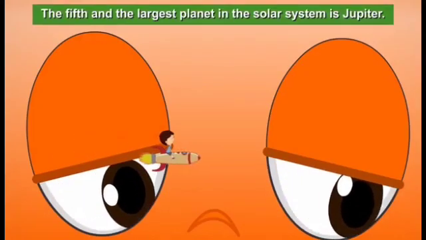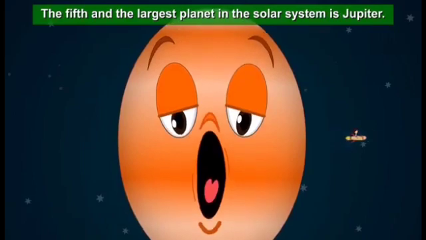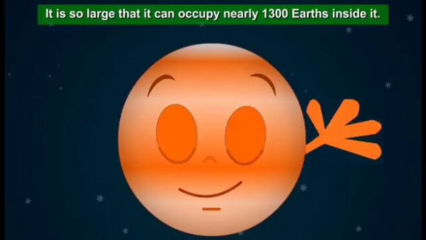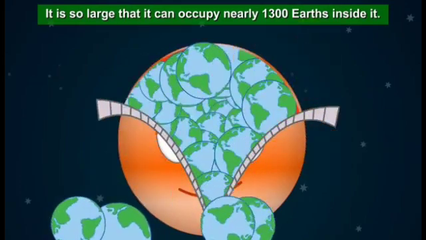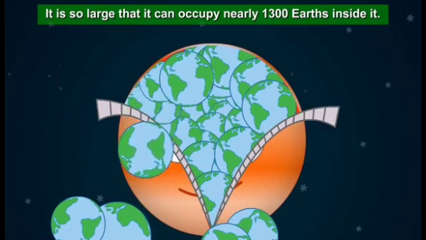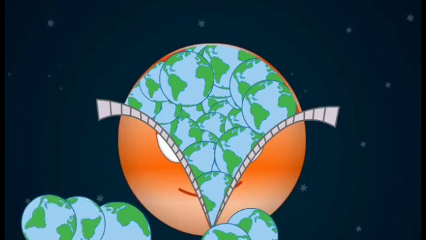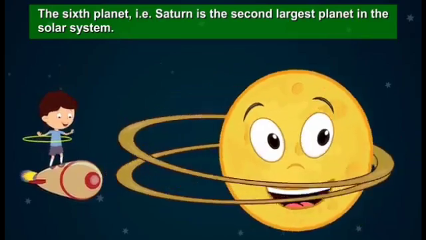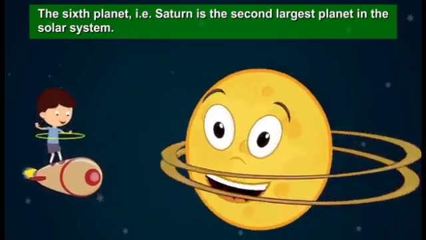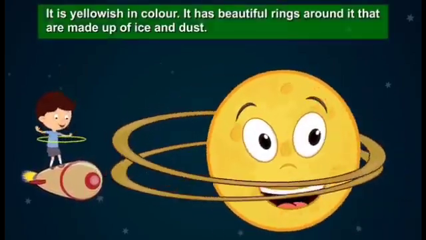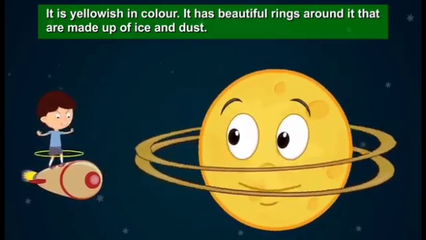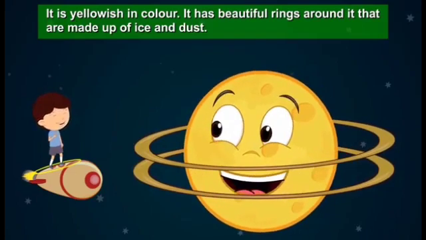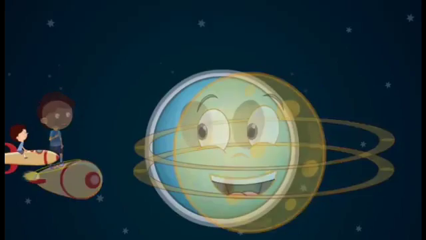The fifth and the largest planet in the solar system is Jupiter. It is so large that it can occupy nearly 1,300 Earths inside it. The sixth planet, that is Saturn, is the second largest planet in the solar system. It is yellowish in color. It has beautiful rings around it that are made up of ice and dust.